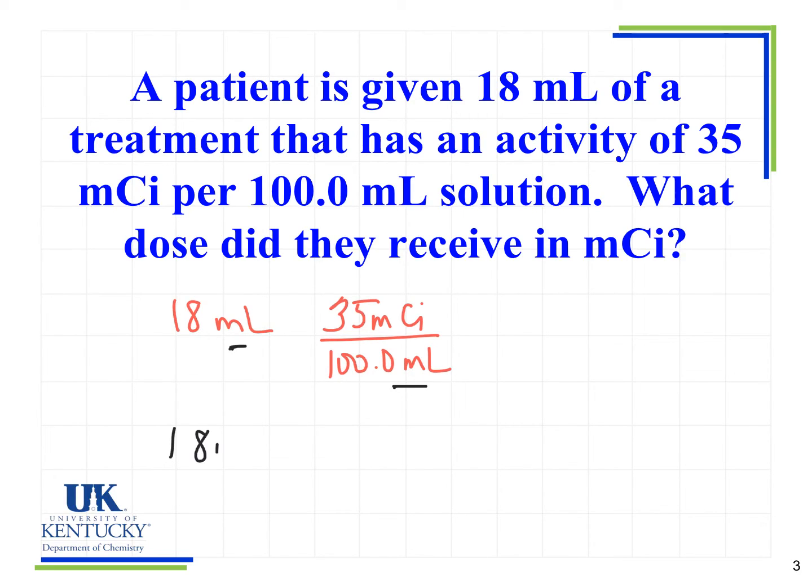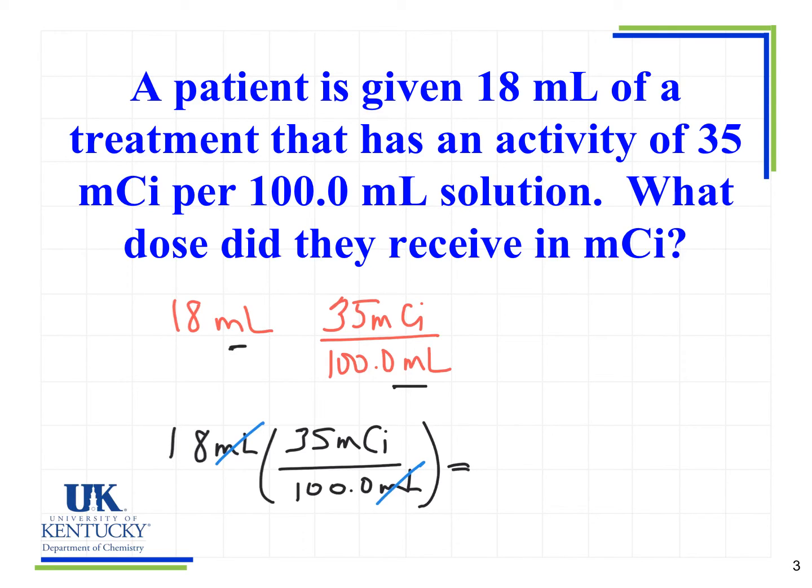So we say 18 milliliters, 35 millicurie goes on top because we need to have milliliters on the bottom to cancel out. So we can cancel milliliters, and we are left with our units of millicurie. So 18 times 35 divided by 100 gives us 6.3 millicurie. So these problems are solved no differently than any other dimensional analysis problem. What we're looking at is making sure that our units cancel out correctly.